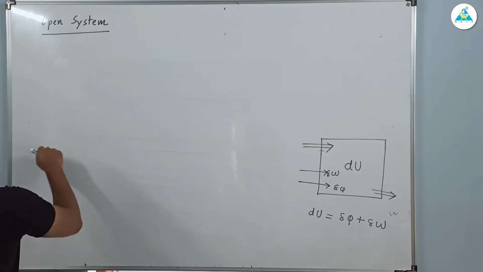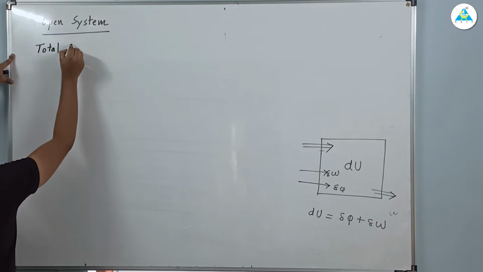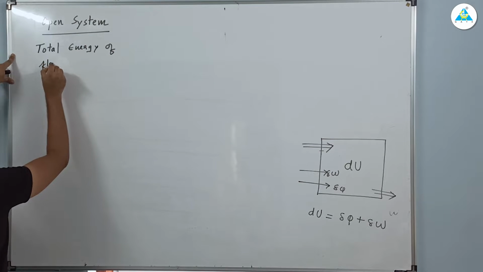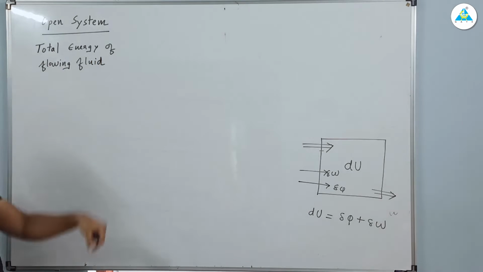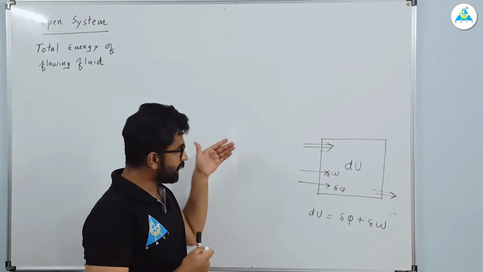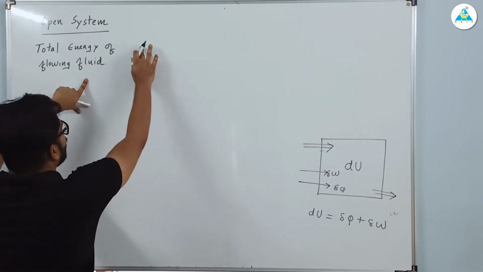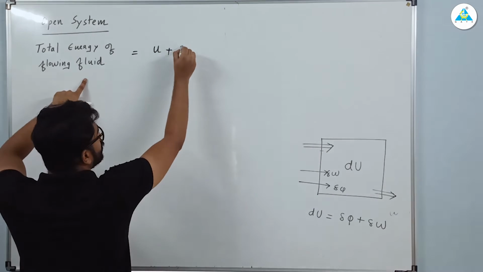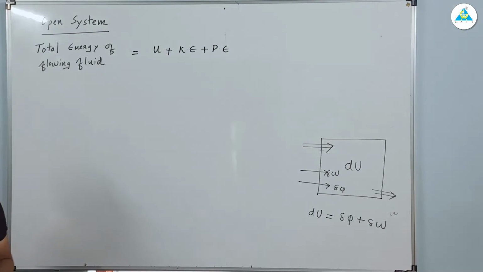Now, the first thing you need to write is, we are interested in finding the total energy of a flowing fluid. That is, some fluid is coming in, some fluid is going out. So what is the total energy of that flowing fluid? For every fluid, since it is flowing, there is some internal energy, some kinetic energy and some potential energy. So these three terms will be there for a flowing fluid.